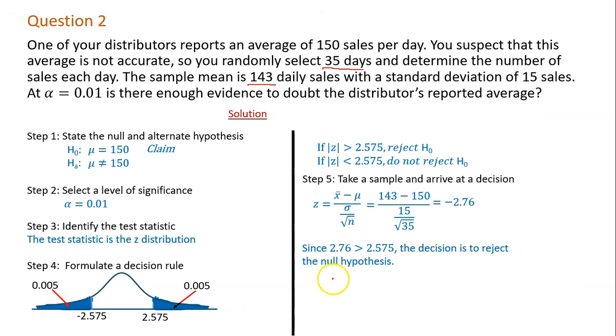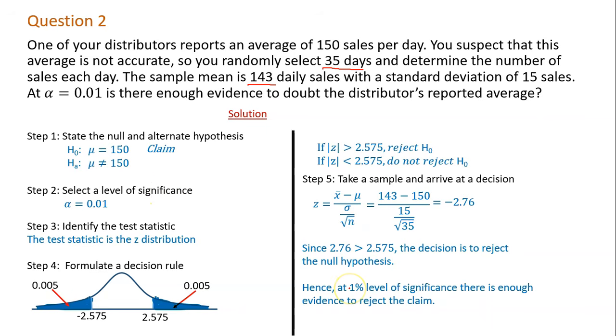So to conclude, first we look at which of them is the claim. Here, H0 is the claim. Since H0 is the claim, you must conclude that at the 1% level of significance, or alpha equals 0.01, there is enough evidence to reject the claim, because the claim is H0 and we've rejected it.